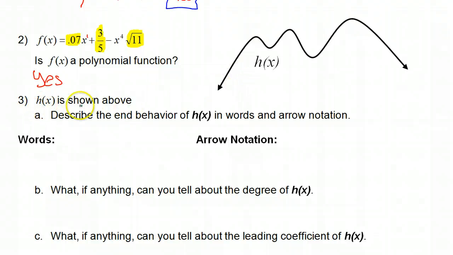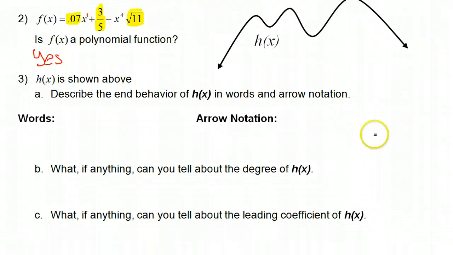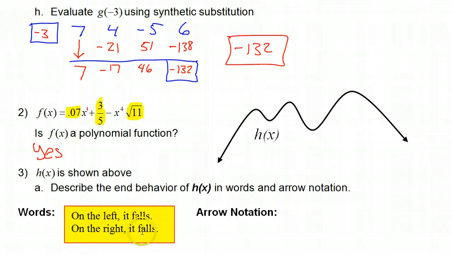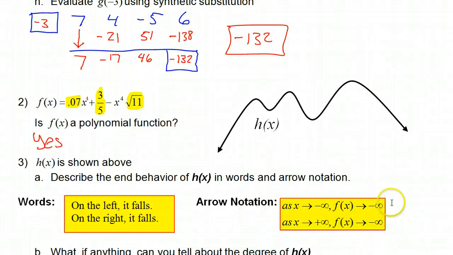Number 3, function h refers to this graph. Describe the end behavior in words and in arrow notation. Well, on the left it falls, and on the right it falls. Bam! Like this. So how would I translate this into arrow notation? On the left it falls, and on the right it falls. So negative infinity and another negative infinity.